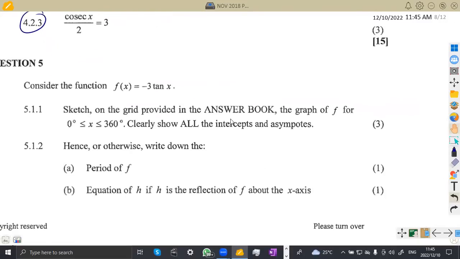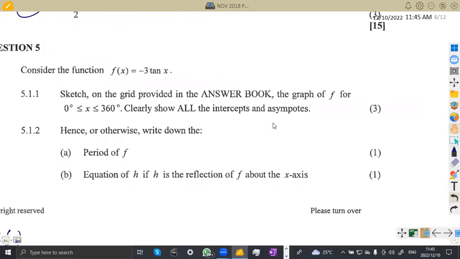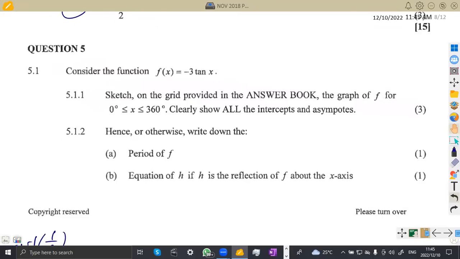So that was a total of 15 marks on this question. All right, on question 5, we are given to consider the answer book here. We are given that f of x is equivalent to -3 tan x. 5.11, sketch on the grid provided in the answer book the graph of f.